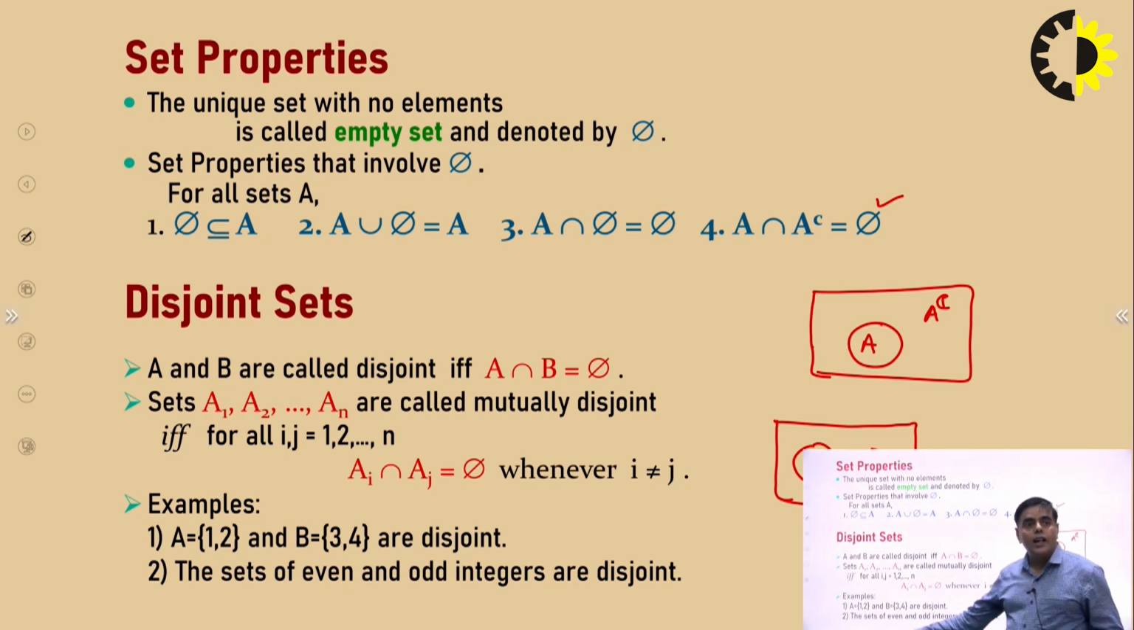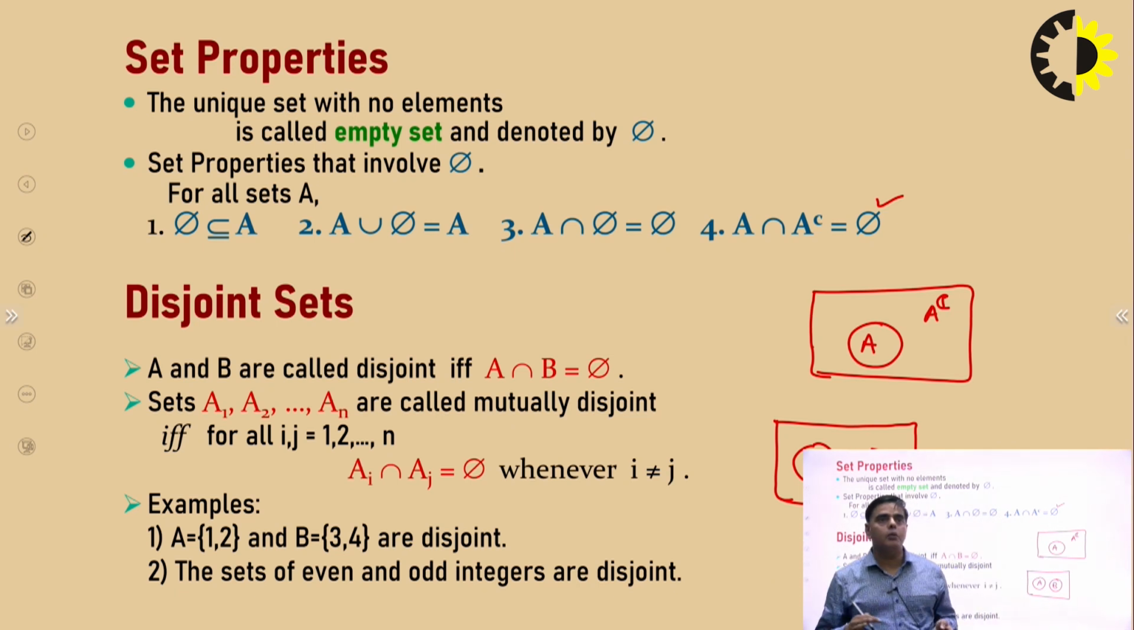Similarly, if you write the set of even integers and the set of odd integers, again there will be no element in common between these two sets. So again it will be called a disjoint set.